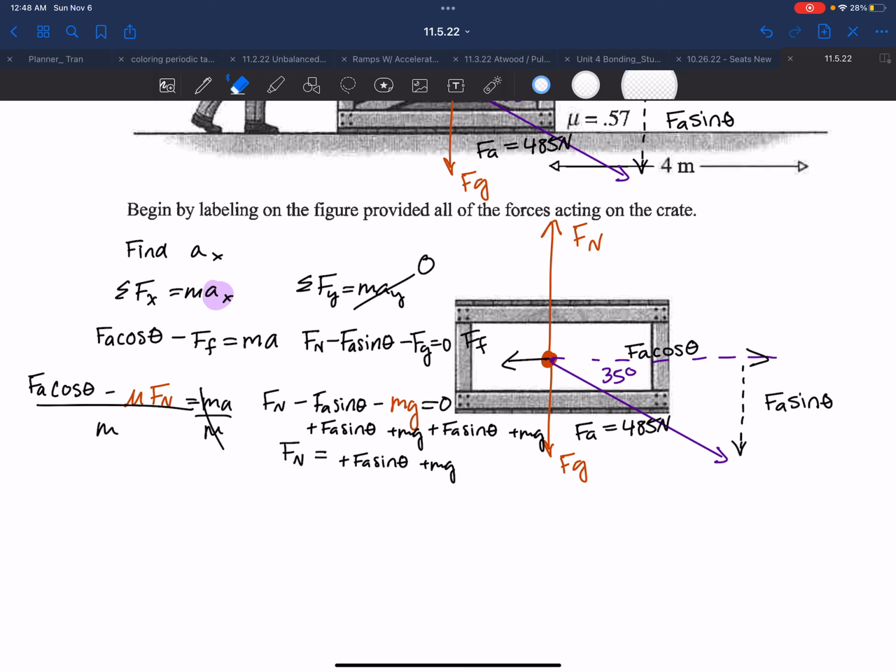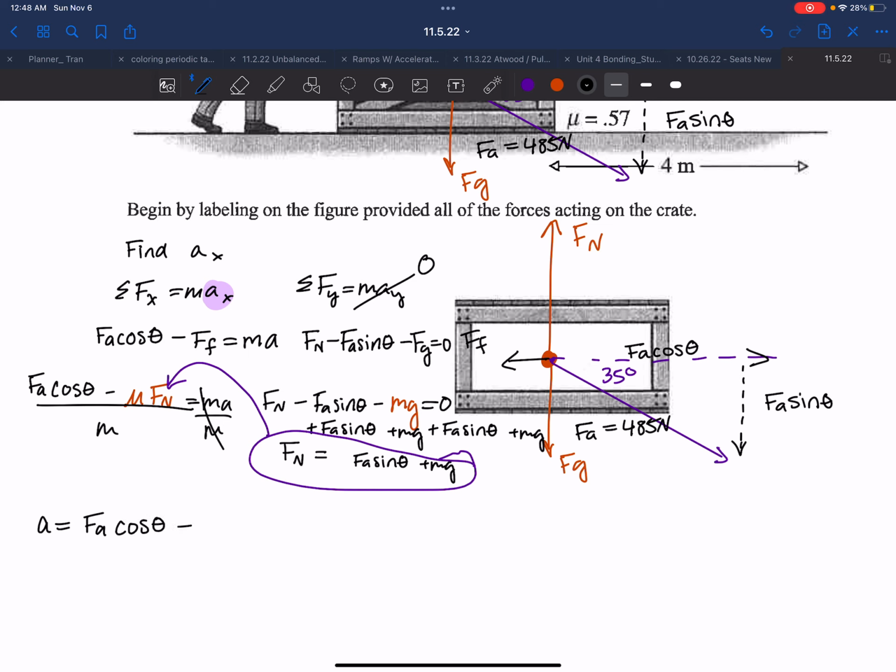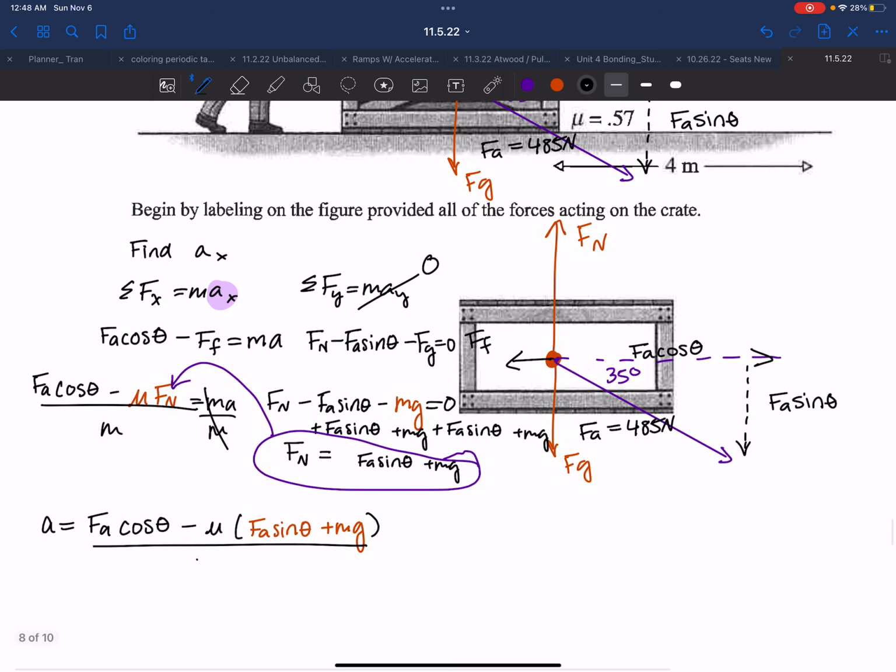F_a cos, and then I'm going to take all this, which is messy, but it's fine, and put it right in there. And then my equation for acceleration will end up being F_a cosine theta minus mu times F_a sine theta plus mass times gravity, and this is all going to be over mass.